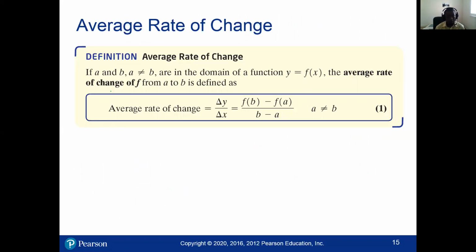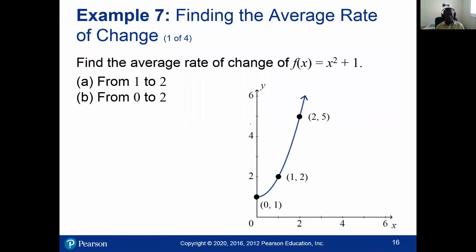So if you have A and B, where A is not equal to B. If A is equal to B, then we are talking about the same point. So the average rate of change of f from A to B is given by this formula: the function value at B minus the function value at A, divided by the difference between B and A. Okay, so this is the formula. We're going to apply it to solve some problems here.